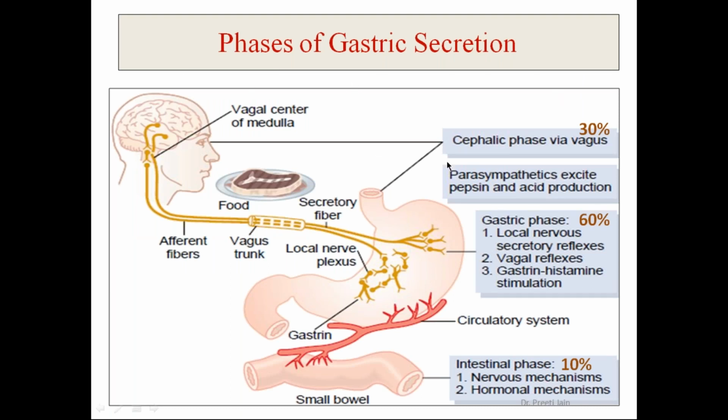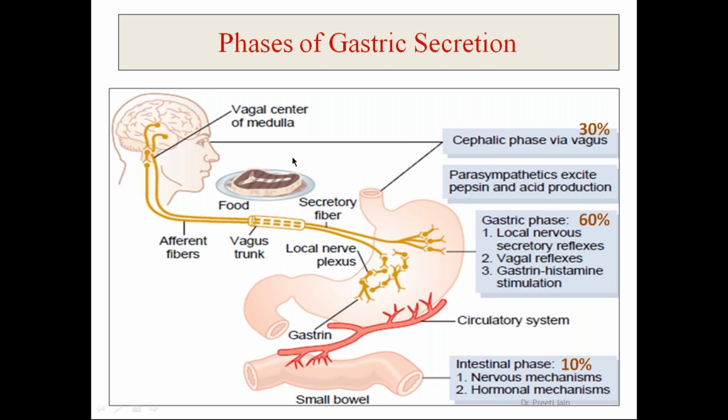gastric juice secretion. The cephalic phase is mainly mediated by the neural mechanisms, contributes 30% of the gastric secretion. 60% of the gastric secretion occurs in the gastric phase and 10% occurs in the intestinal phase. Right? So these are the phases of gastric acid secretion.